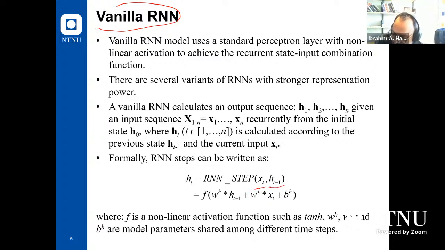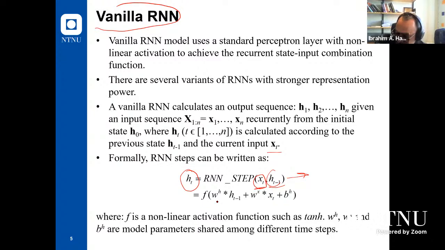So we calculate output sequences, H1, H2, Hn, given input sequence X1 to Xn, recurrently from the initial state H0. So we calculate the state according to the previous state and the current input xt, according to this equation. Each time when we train this step by step, we calculate the state as a function of the current input and the previous state. And it will be simple like this.